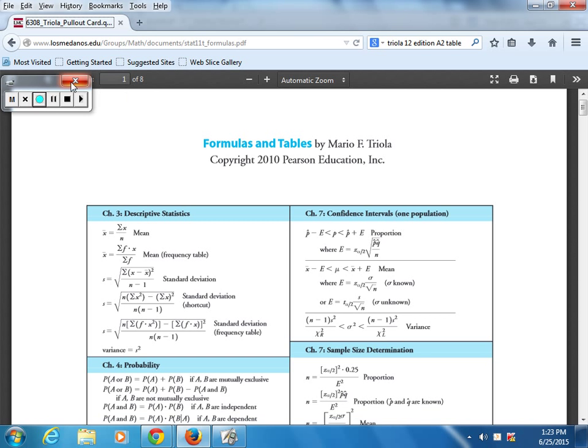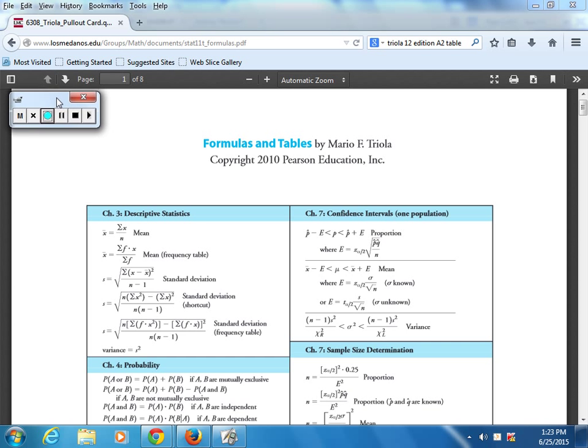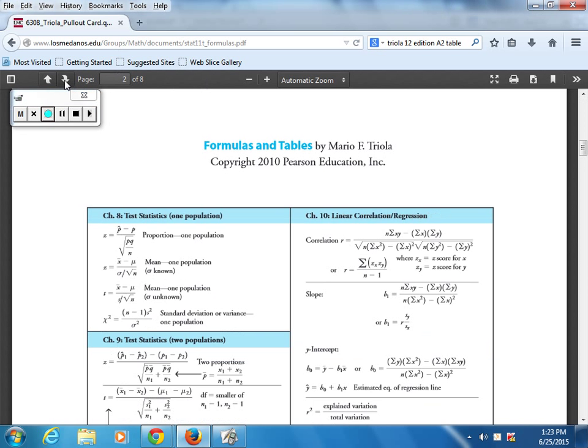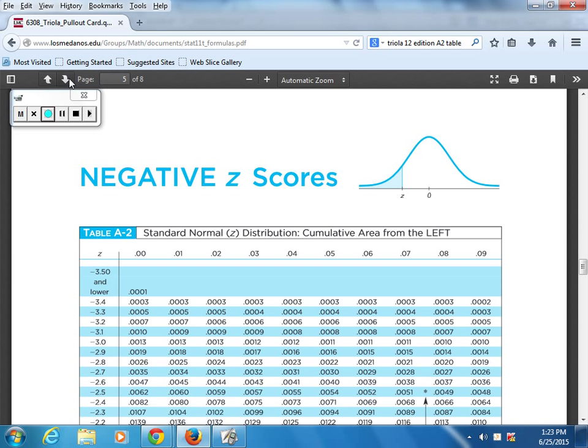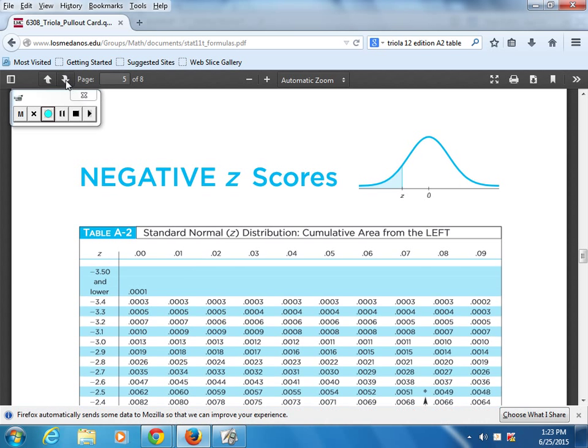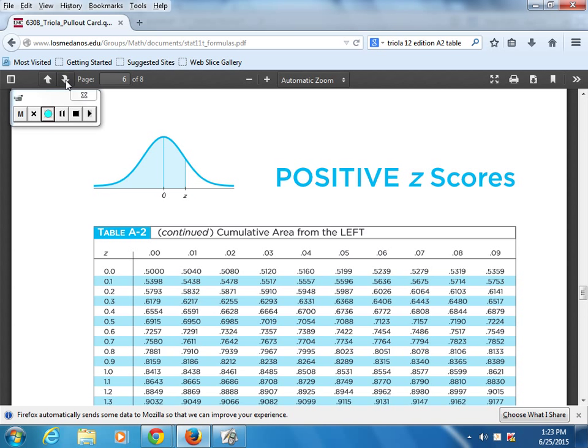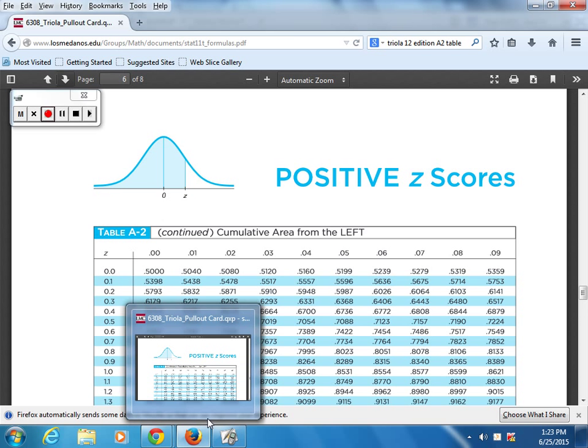Okay. So let's move until you're looking for z-scores. So, how do you turn this? Right here. There it is. You got 2 pages. The negative z-scores and the positive. Now, which one are we looking for on our problem? Positive, because it's to the right of the 0, correct?